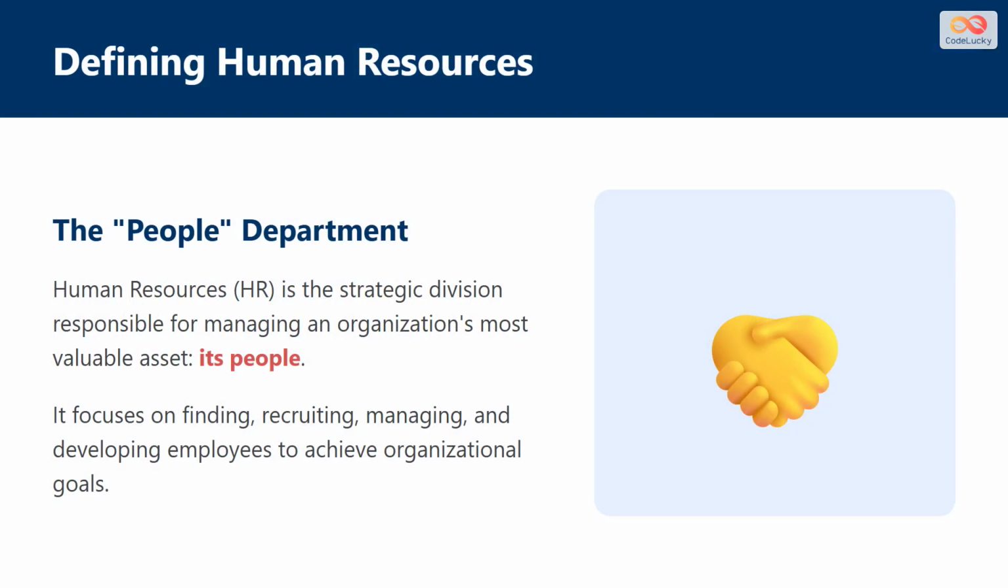So, how do we define human resources? Simply put, it is the department responsible for managing an organization's people. HR focuses on finding the right talent, managing them effectively, and helping them grow, all while ensuring the company achieves its goals.